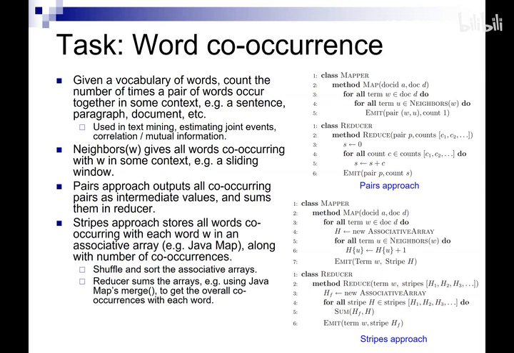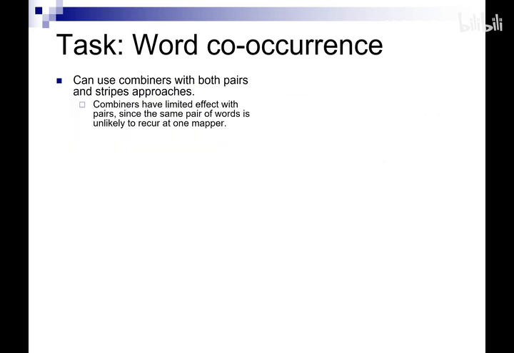Right, and that's just to reduce the amount of work that the reducer and the shuffle stage have to do. So we can use a combiner to pre-combine these word pairs, these W, U word pairs.